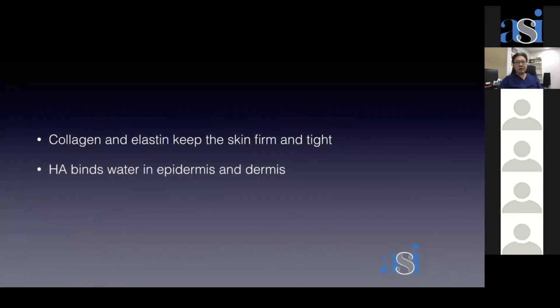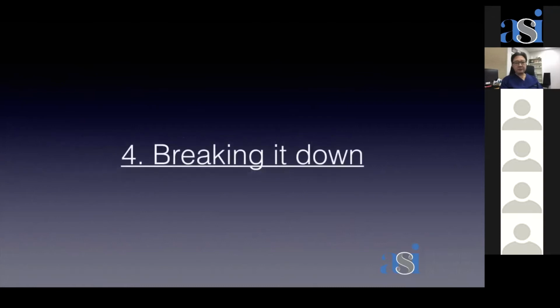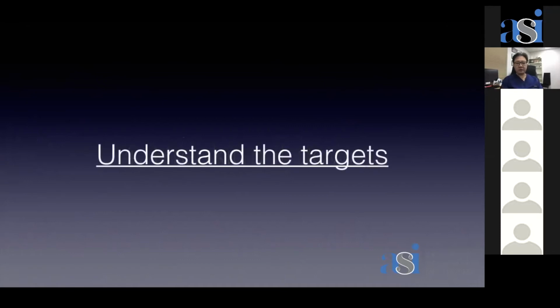So what does the collagen and elastin do? It keeps our skin firm and tight. And the HA, the hyaluronic acid, binds the water in the epidermis and dermis. So therefore, it increases our moisturizing. So it sounds very complicated. I'm speaking very fast, but now I'm going to slow it down and break it down. Most of the things I mentioned, you would have already known.